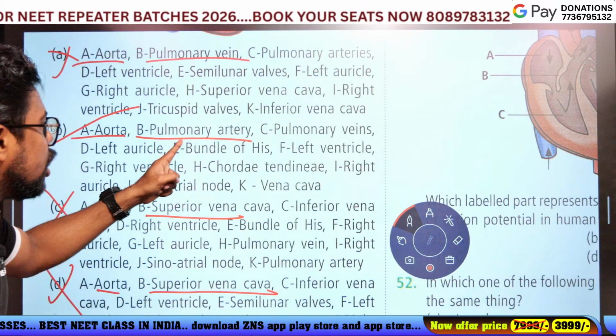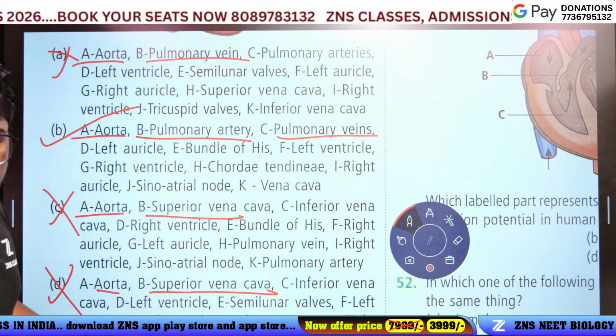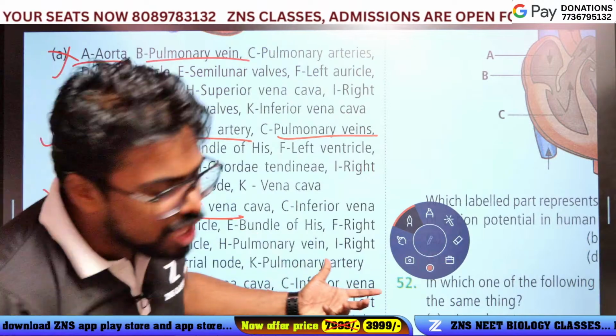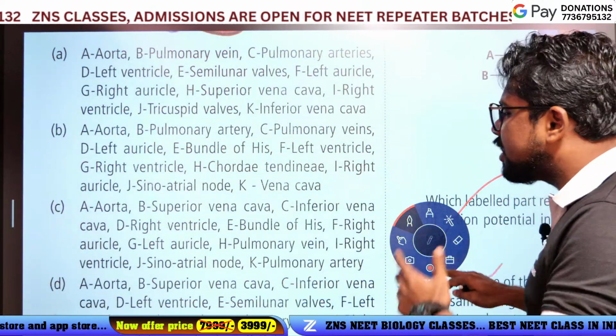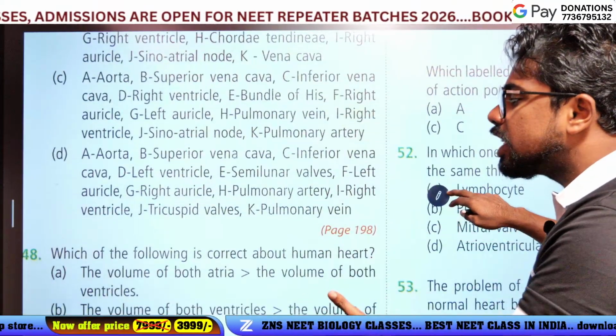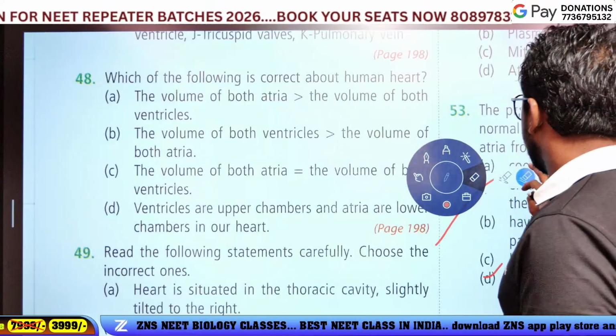Aorta, pulmonary artery and pulmonary vein make it a big question. Okay, you understood. We can crack it very easily, with no loss of time. Within seconds, we can crack the big question. Okay, next, the 48th question.